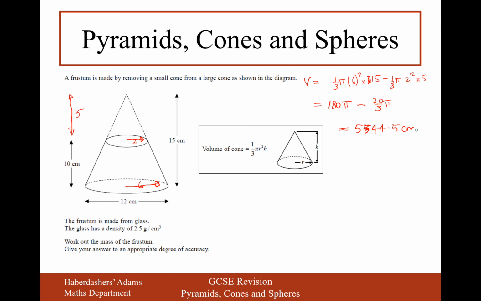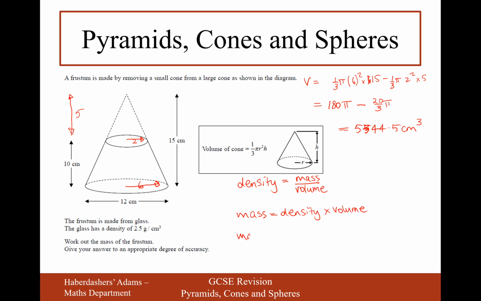544.5 centimeters cubed. Okay, so now we need to work out the mass of the frustum, and we use here the formula of density equals mass divided by volume. So if we want to work out the mass, we need to do the density and multiply it by the volume.